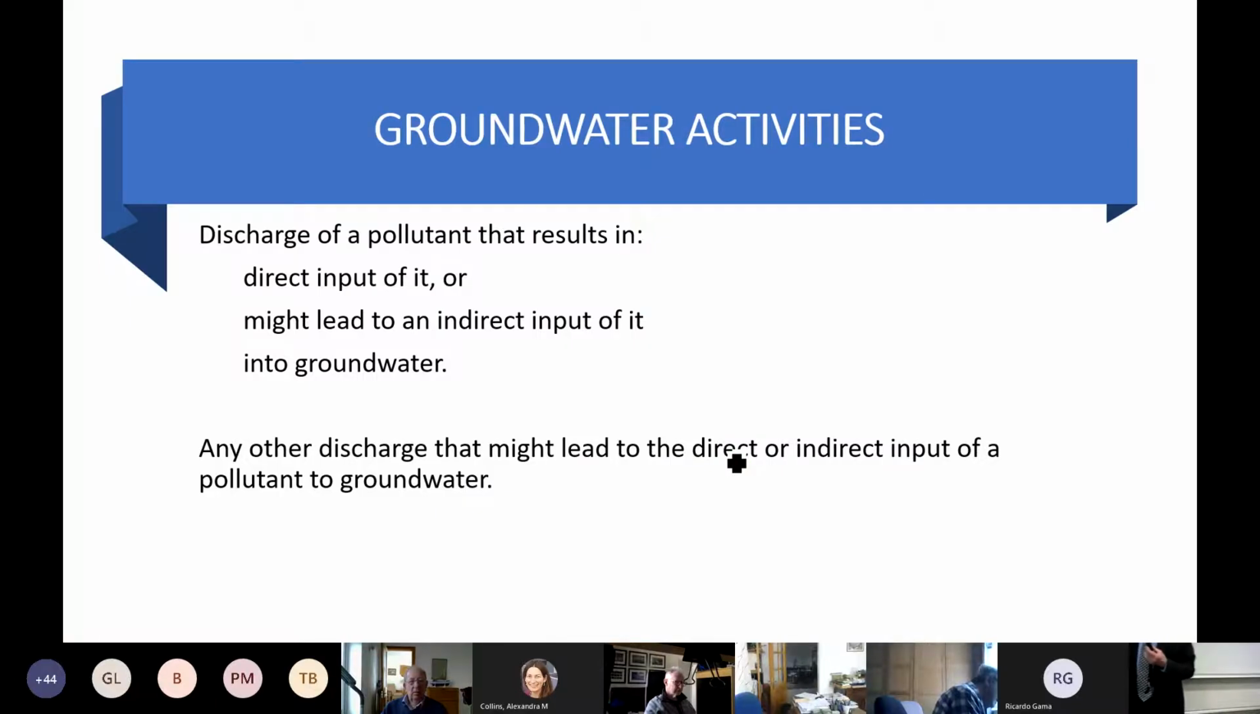While groundwater activity is a discharge of a pollutant that results in a direct input of it or might lead to a direct input of it into groundwater or any other discharge that might cause pollution. And notice we're talking about discharge. So it's discharge, again, at a point source.